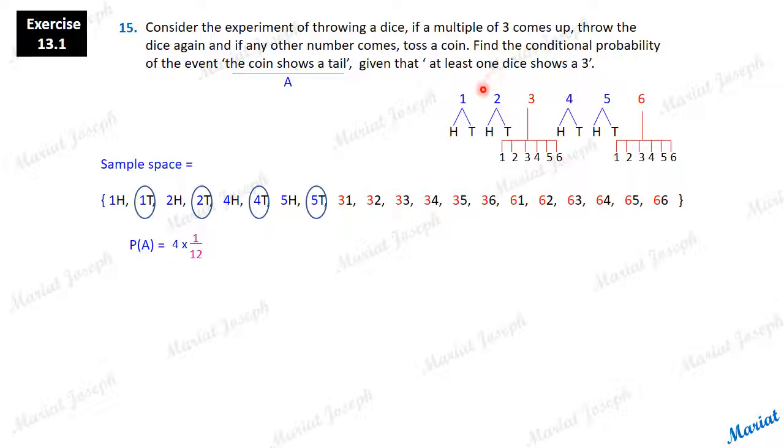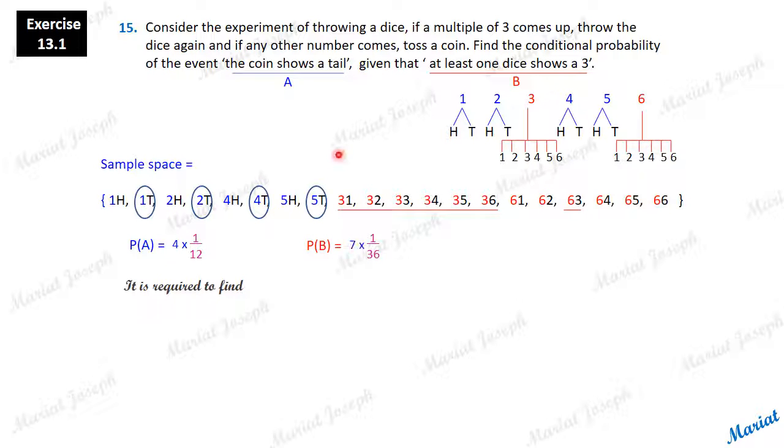Now the second condition, at least one dice shows 3. This condition let me call B. At least one dice shows 3: these 6 of them show 3 anyway, and also 6,3. So at least one dice showing 3 has these 7 outcomes, these 6 of them plus this 1. Each of them, we calculated, has probability 1 by 36. So the total probability of these 7 outcomes will be 7 into 1 by 36.